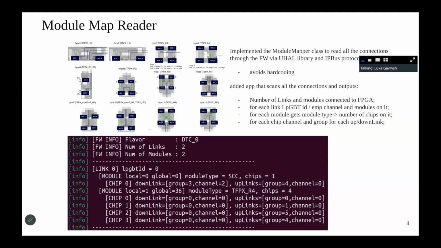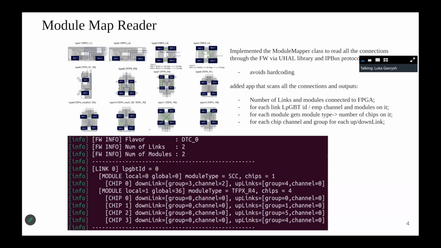So the tool that I've built enumerates links and modules, resolves for each link the lpGBT ID and EMP channel, and for every module reports the module type. Then it was a bit of reverse engineering, as we were decoding the module name and taking the number of chips in it, as we can get only the module, chip, and link address. And mostly this was the address that I was trying to get. For each module, we get all the chips in it. And for each chip, we get a downlink and uplink. I'll tell you about them later. And for the down and uplinks, we get the group and channel.